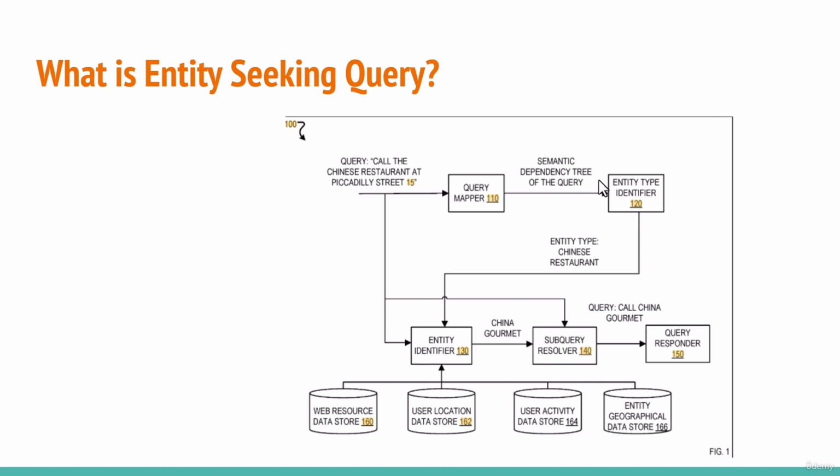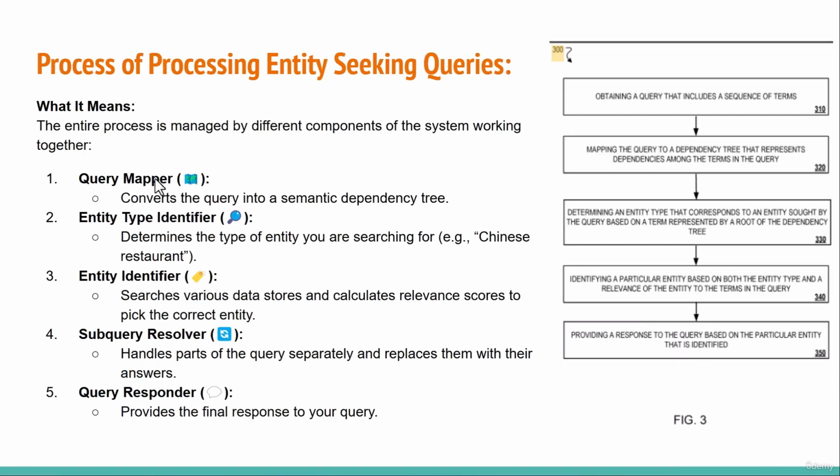Then it goes to the entity type identifier. From there, the entity type is determined. After that, it passes through 2 or 3 more processes: subquery resolver and query responder. Finally, it retrieves the necessary information from storage and provides the response at the end. Let's understand all the points.